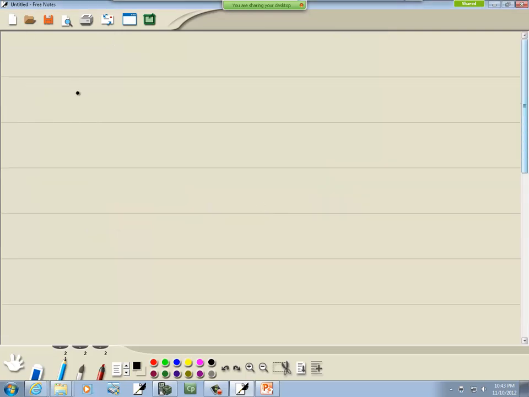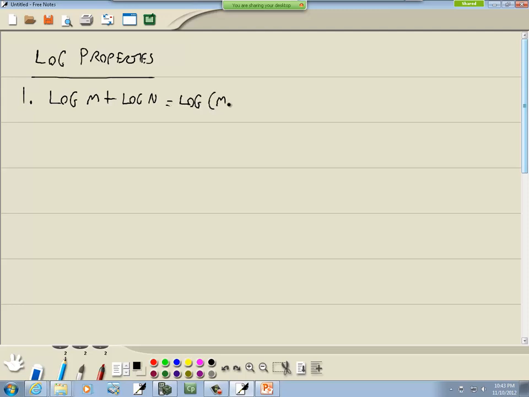Let's look at some more properties. These are our three main log properties. First one says you have log of something plus log of something. Well, addition becomes multiplication, so we get log of m times n. Now m and n can represent anything as long as they're not negative numbers or zeros. And if you have log of something minus log of something, well, subtraction becomes division. So that's m over n.